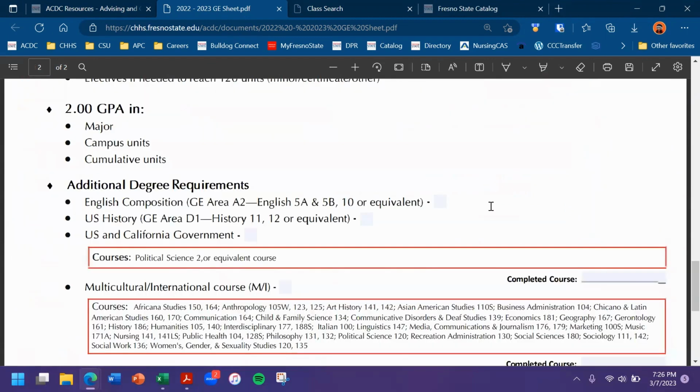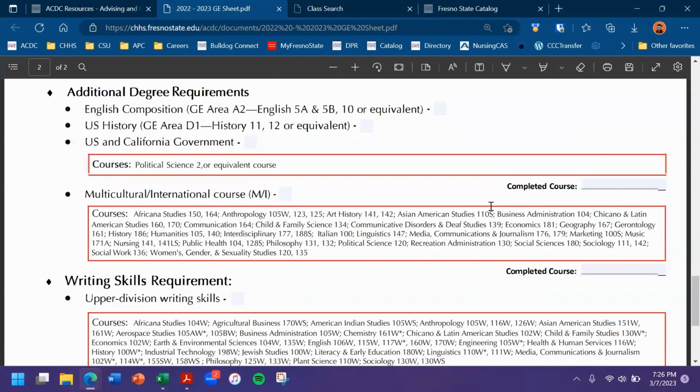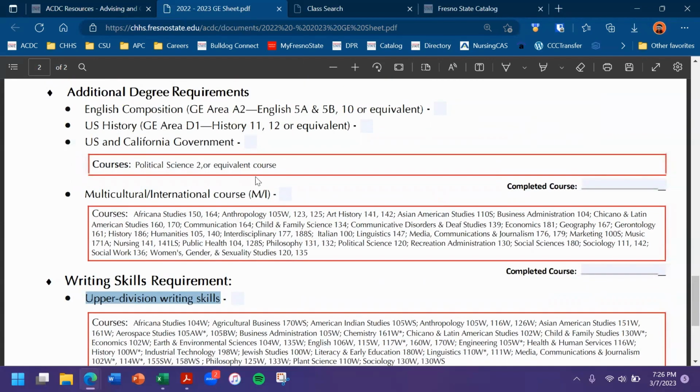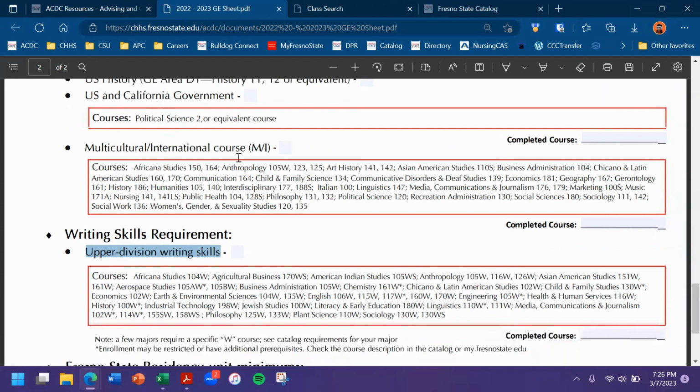Moving down to the additional degree requirements, which functionally act the same as GE, to the point where we almost consider them GE number 4 and 5. For upper division, we have two area courses, MI and the upper division writing requirement. This is where political science 2 also exists, and it does need to be completed. So if you didn't complete that as a lower division student or at your junior college, you'll need to take that as it's like a state requirement. But MI previously was a GE area and acts functionally the same.